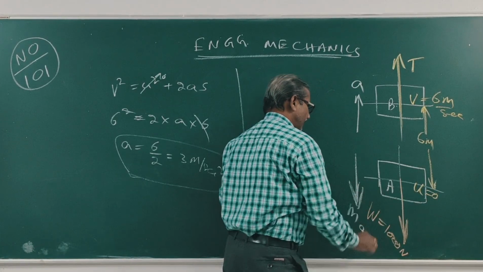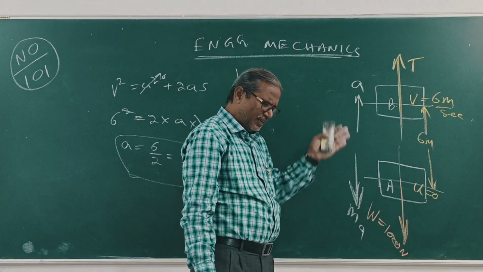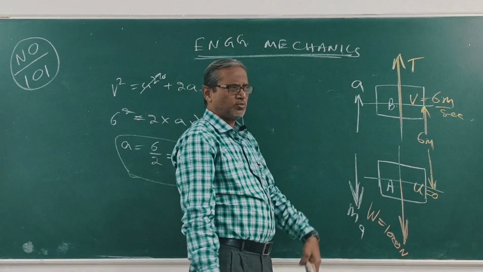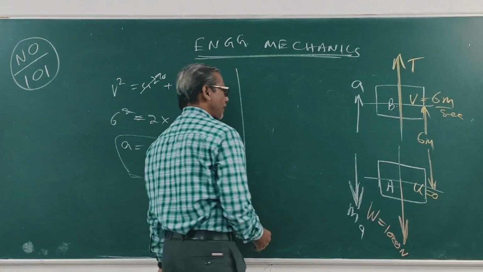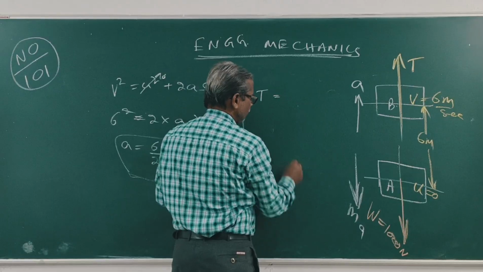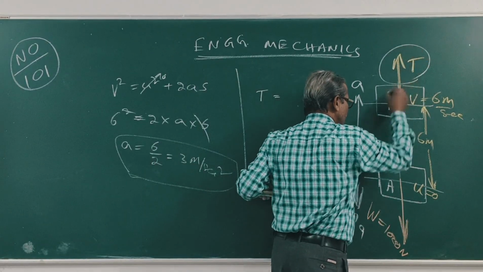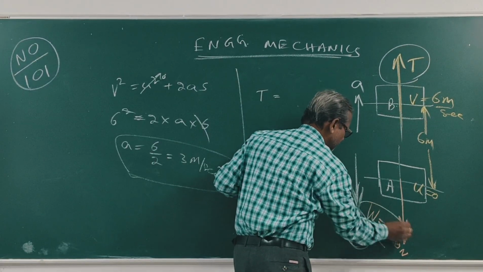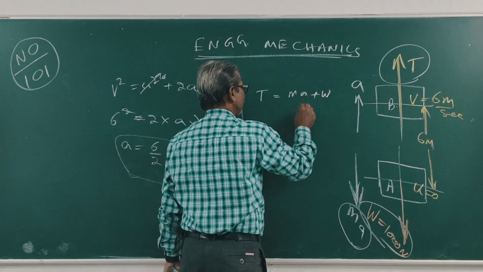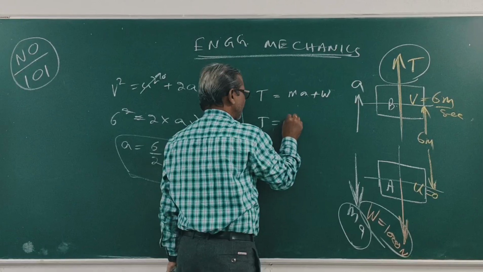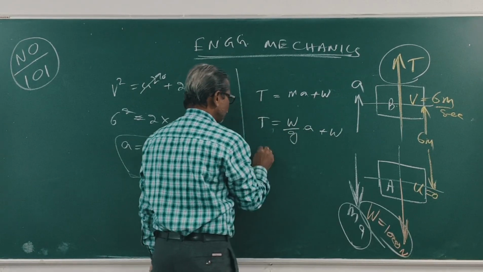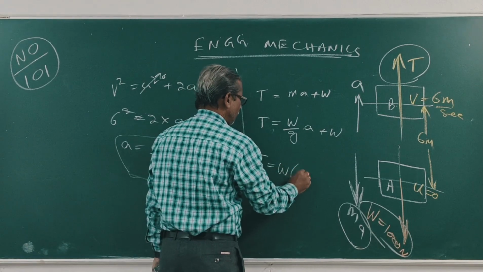Right? So the acceleration is acting along the motion of the body, and MA is acting opposite to the motion of the body. Now, equating forces, T is equal to MA plus W. So T is equal to W into 1 plus A by G.